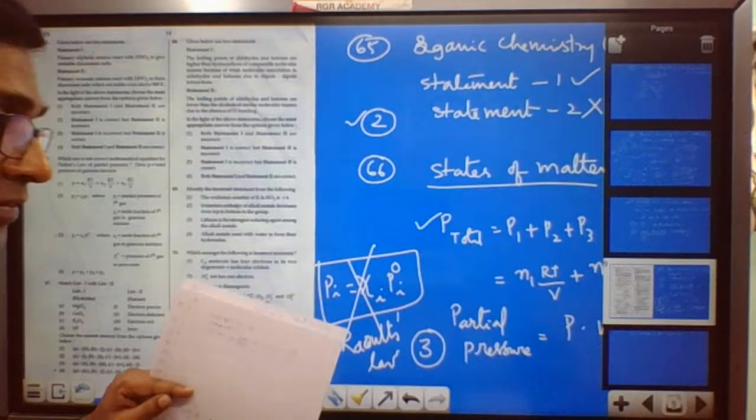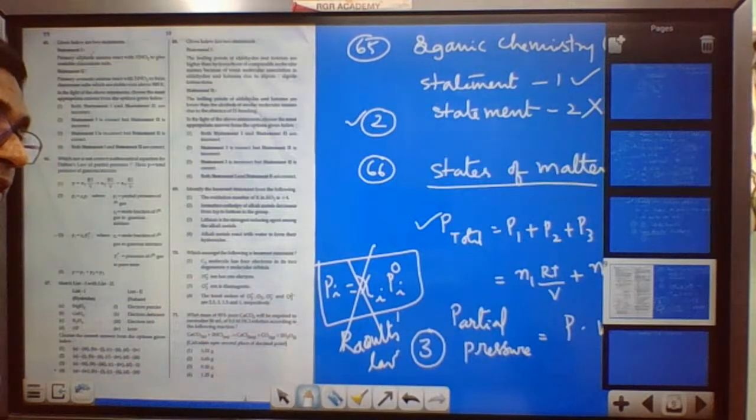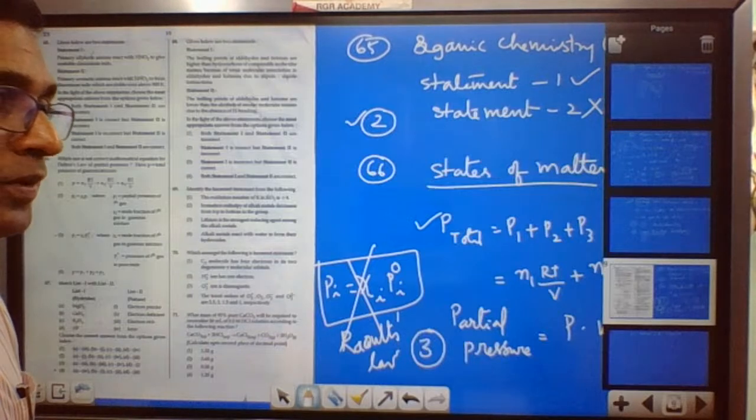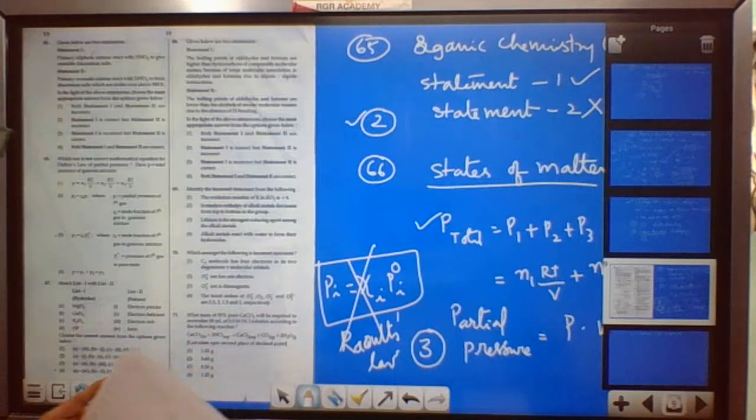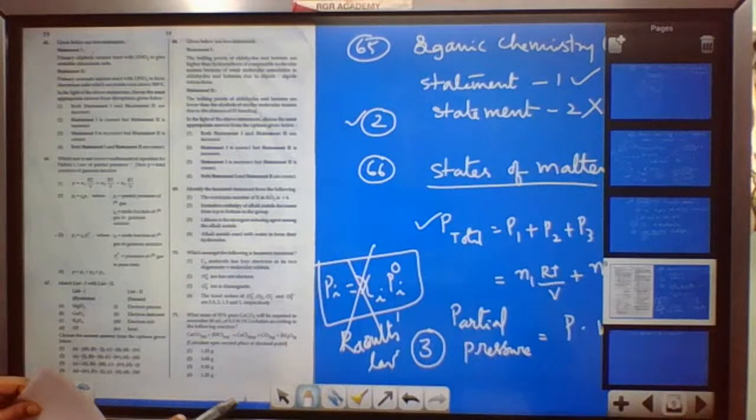Germanium hydrides. Carbon, silicon, germanium belong to the 14th group. Their hydrides are electron precise hydrides.